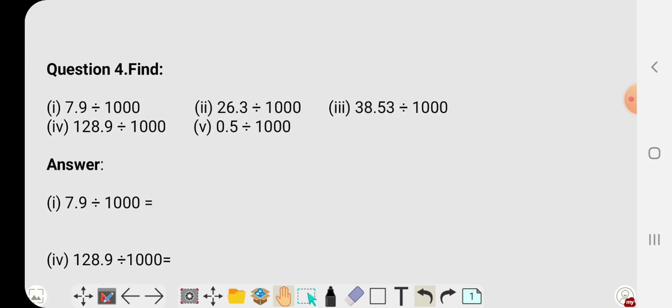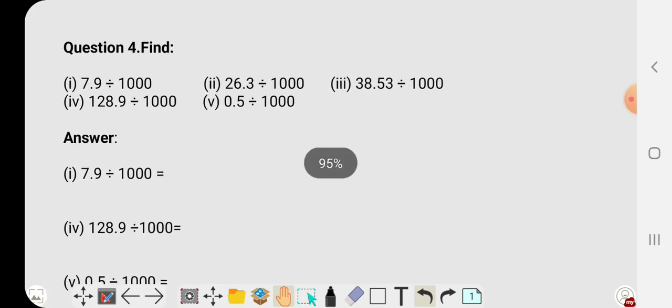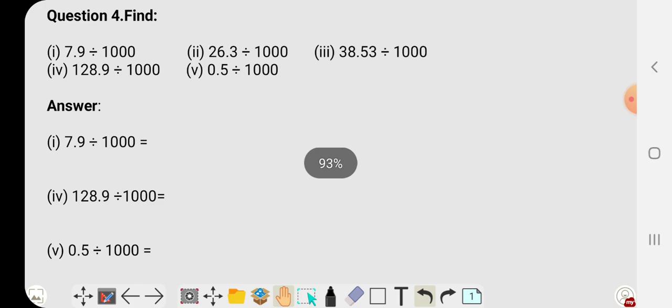Now next question, question number 4, find this one. Here you have to divide with 1000, which means you have to shift the decimal 3 digits towards left. 7.9 divided by 1000 means you will write 79. Then you know the decimal was here, but now it will shift towards left.